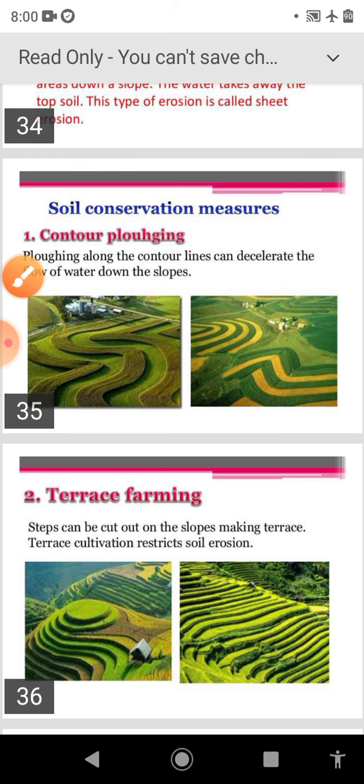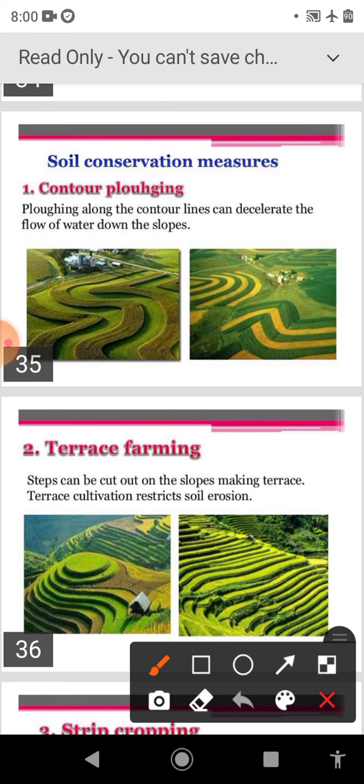Before going to contour plowing, first let us discuss what a contour is. In a very simple sentence, contours are imaginary lines joining the places having the same elevation or height above the mean sea level. In this type of plowing, the land is tilled parallel to the contour lines against the slope of the hill, and the main objective is to restrict the flow of water, and in this way soil erosion can be reduced.